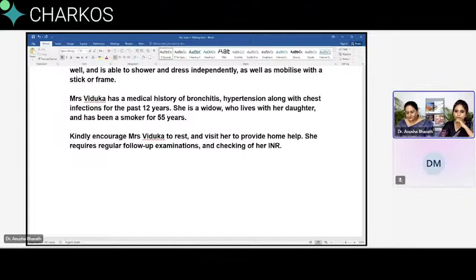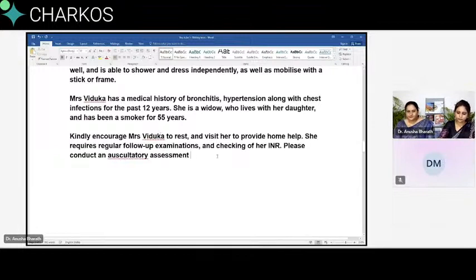And then auscultatory assessment has to be done. So let's just say that she has to undergo an auscultatory assessment. Should that go in a request mode? Yes. I'll say please conduct. Shall I say that? Yes. Please conduct an auscultatory assessment of her heart. Of her heart.